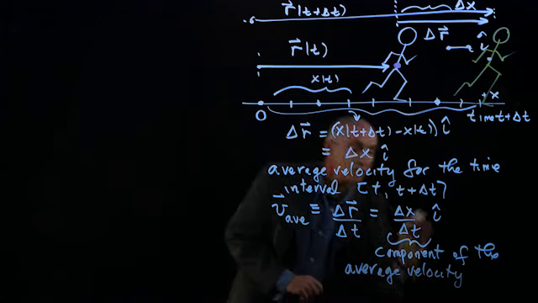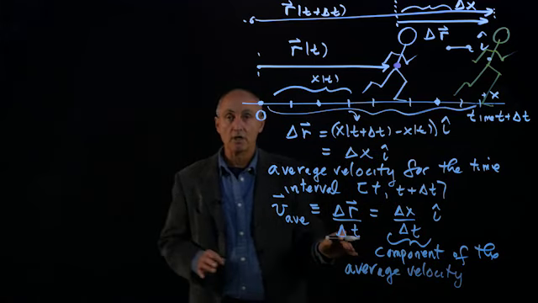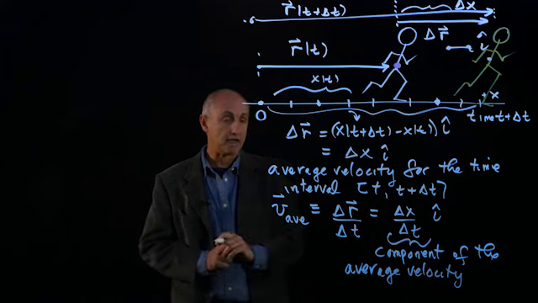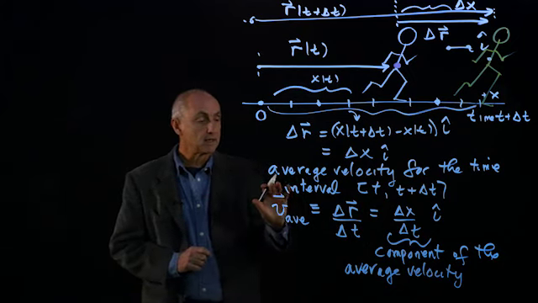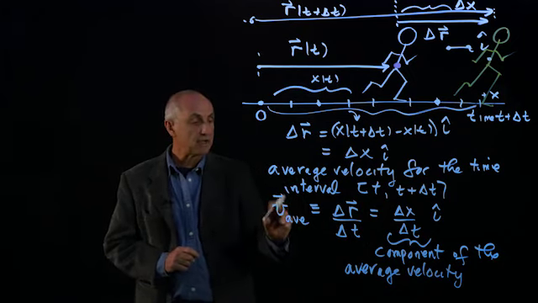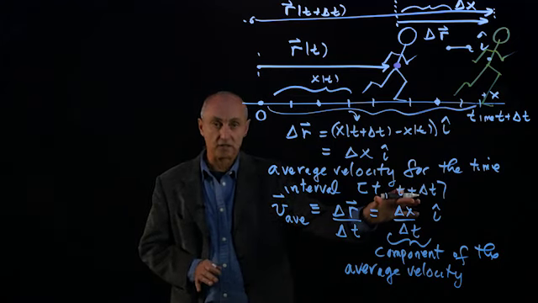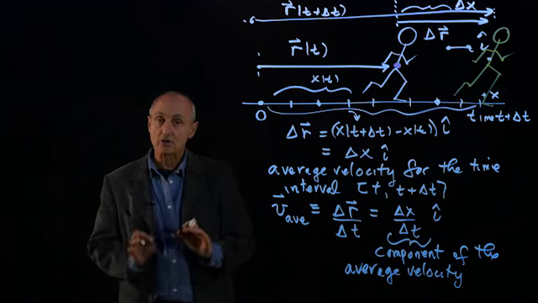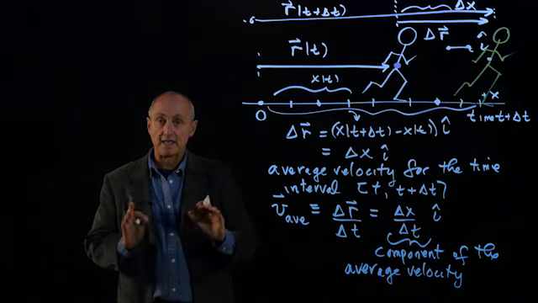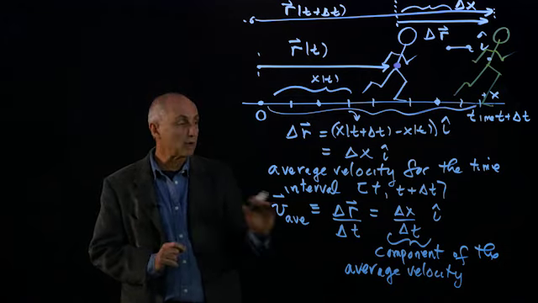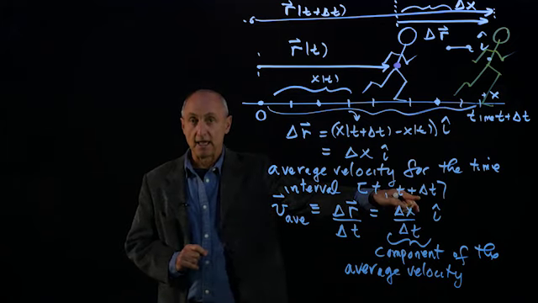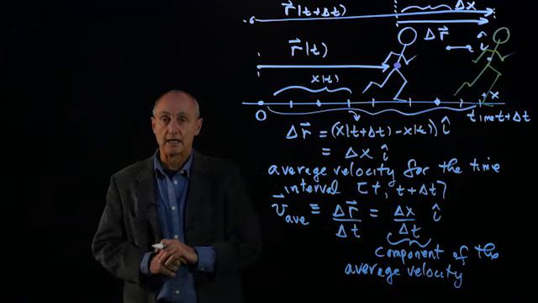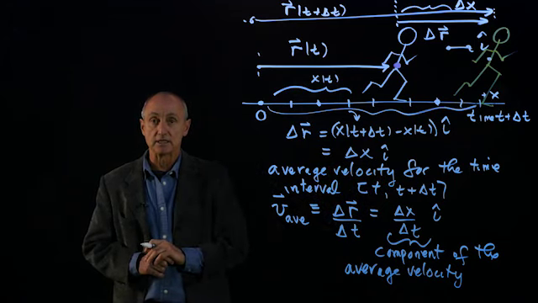And again, as before, this component can be positive, 0, or negative, depending on the sign of delta x. And the key point here is that average velocity depends on whatever time interval you're referring to. So that's our definition of average velocity. And now what we want to do is consider what happens in the limit as delta t becomes smaller and smaller and smaller. And that will enable us to introduce our concept of instantaneous velocity.